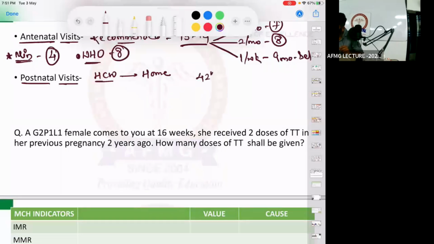It will end on the 42nd day. Why? Because maternal death would be, what is its definition? Death of a mother during pregnancy, during labor, during delivery, or until 42 days post delivery. That is why for assessment, for postpartum hemorrhage, the healthcare worker will visit the patient for at least maximum 42 days. Okay?